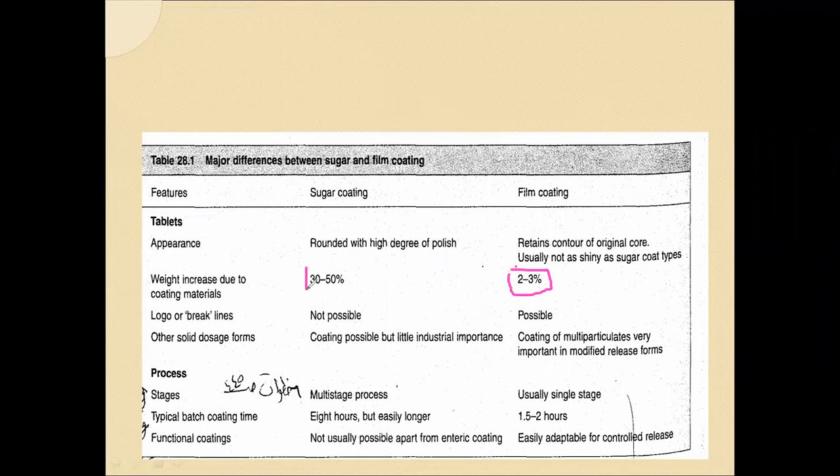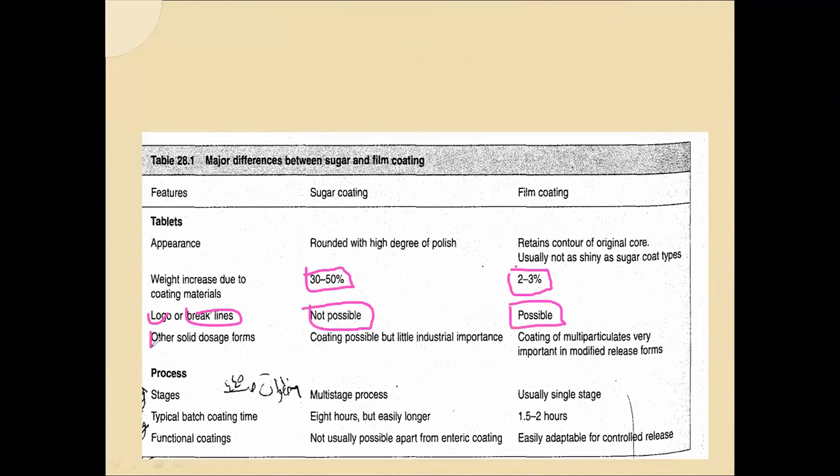So you can see there is a huge difference between the weight gain when you apply sugar coating and when you apply film coating. With sugar coating, there is an increase in the percentage range of 30 to 50%, and with film coating, it is only 2 to 3%. Then, is it possible to apply a logo or break lines with the help of sugar coating? It's not possible. But when you use film coating, it's possible.